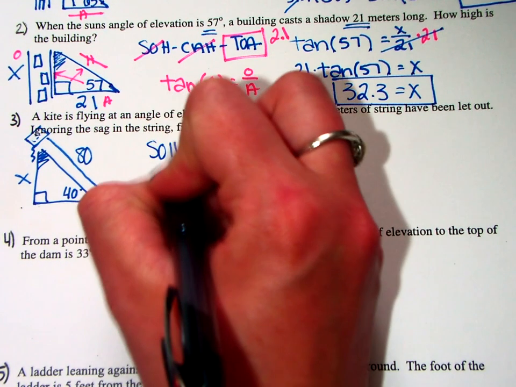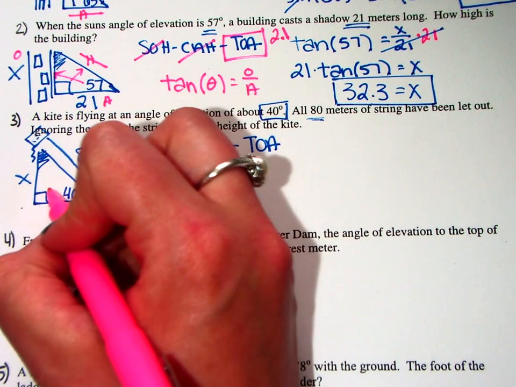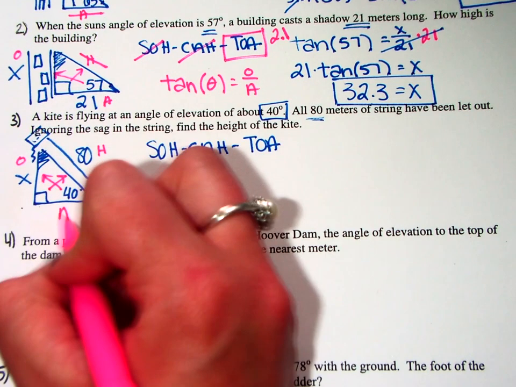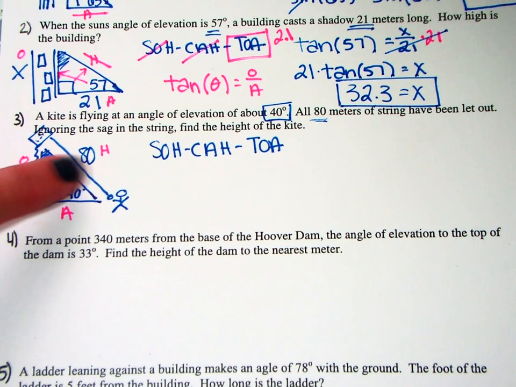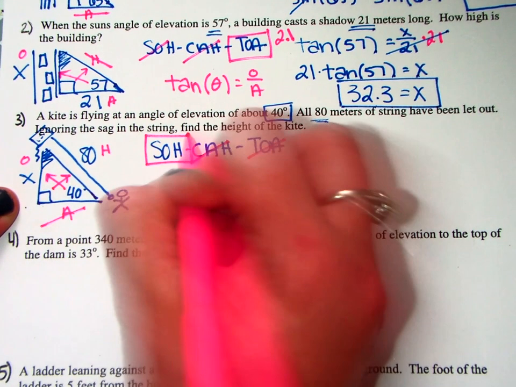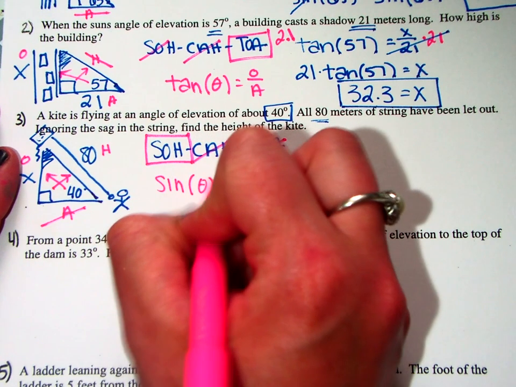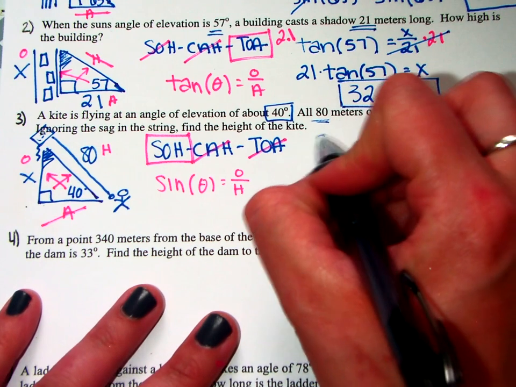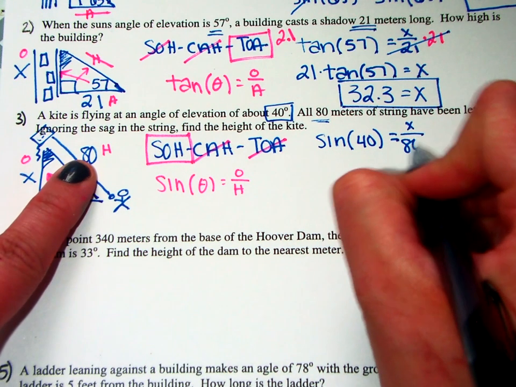So I'm going to write SOHCAHTOA. And then we're going to label. Across the 90 is H. Across the angle is theta, or is O. And that leaves you with A. Using our rules of doubles, X has O, H has 80, A has nothing. So A is out, so sine is my function. So I'm going to write that out. Sine of theta equals O over H. Substituting in, I have sine of 40 equals opposite X over hypotenuse 80.